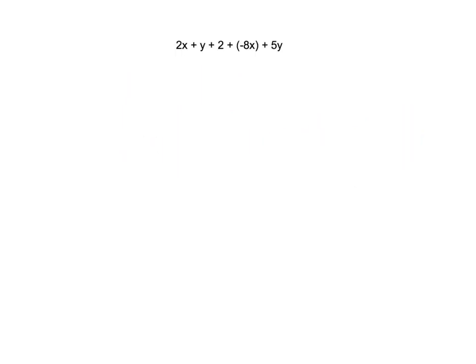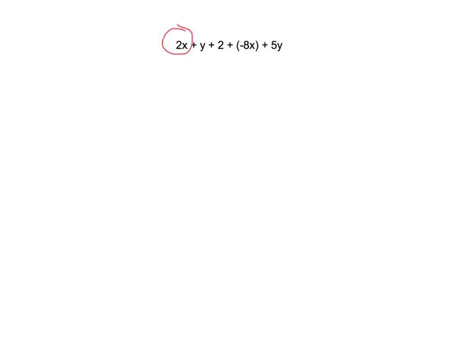Let's try this one. 2x plus y plus 2 plus a negative 8x plus 5y. First, I'm going to go through and find my like terms. I have a 2x. The next term is a y. They're not the same. After that, I have a 2. That's not the same. Plus a negative 8x.